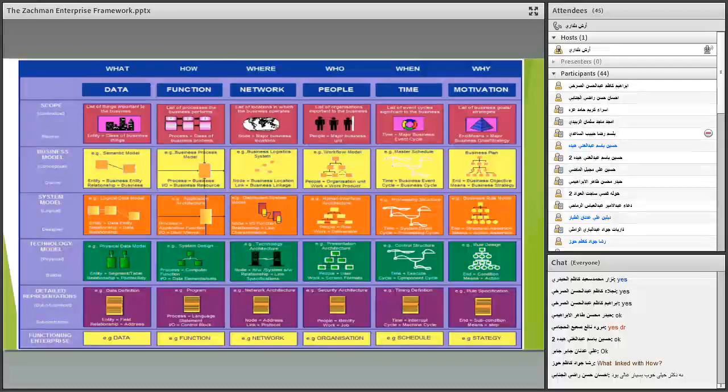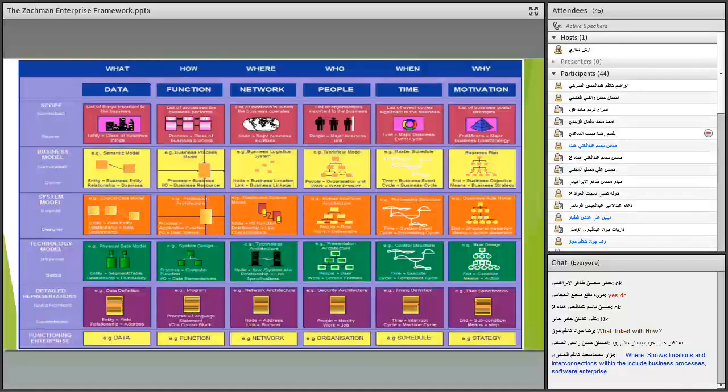Now I'm going to talk about the fourth column. You see, the fourth column is the who column. As the name of this column denotes, this column shows the people within the enterprise. The people that work in the enterprise, and we show the workflow model in this column.